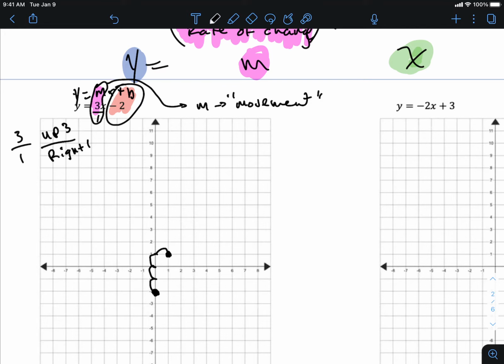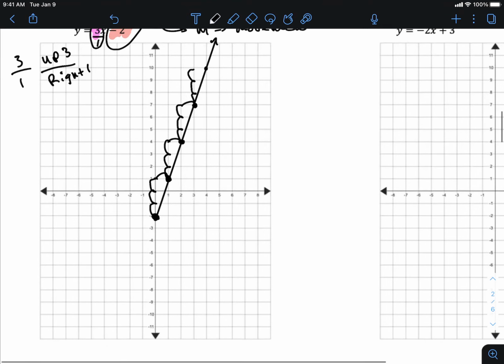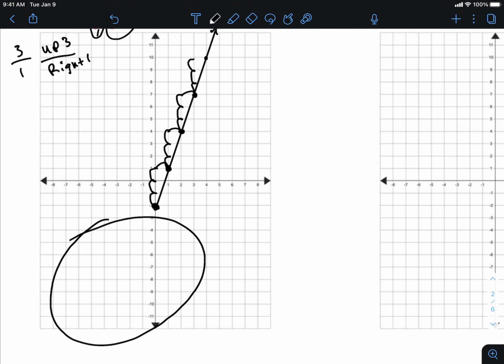Right? And then you're going to do it again. You're just going to keep doing it until you run out of space. Up 3, right 1, up 3, right 1. Right? You're out of space. Now, we also said yesterday we could connect those dots, no problem. But that's just half the graph, right? I haven't necessarily finished the entire graph because, well, what does it look like down here in this part?